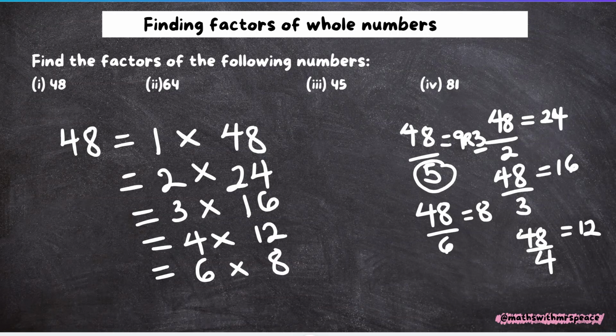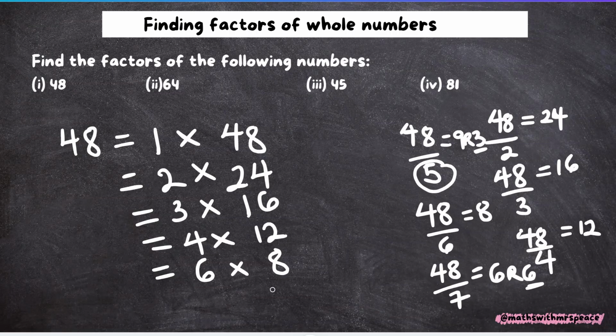And after 6, try 7. 48 divided by 7 is going to give you 6 remainder 6. Because there's a remainder here, you know that 7 is not a factor.